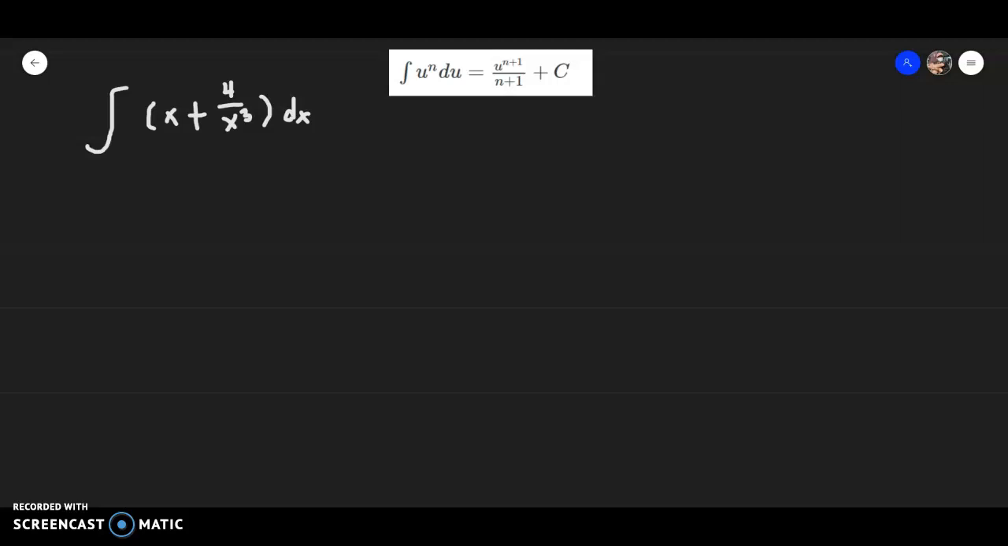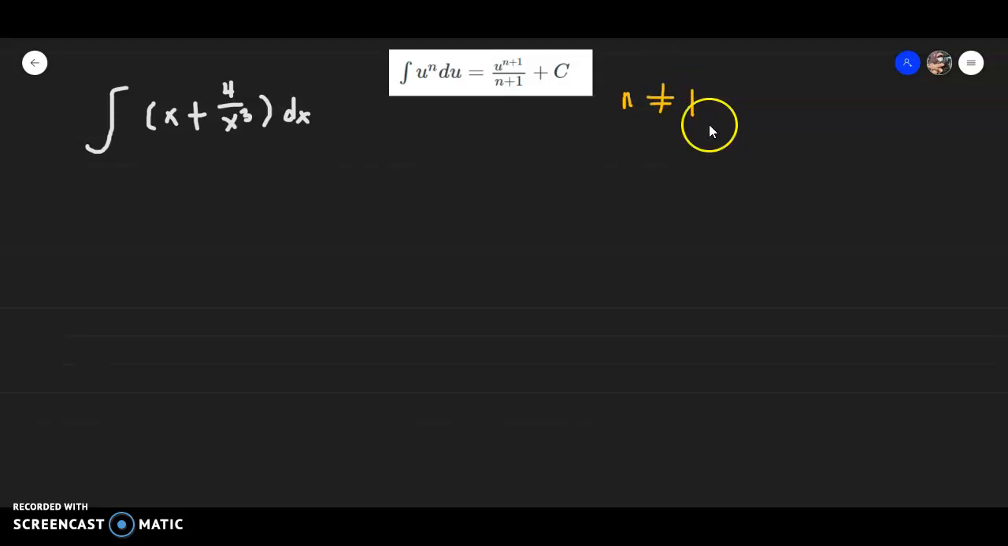So hi guys, we're going to get the antiderivative of x plus 4 all over x cubed dx. So ang gagamitin natin, general formula or general power formula for this one, is the antiderivative of u to the n du is equal to u to the n plus 1 all over n plus 1 plus c. Yung value ng n natin dito, n should not equal 1.